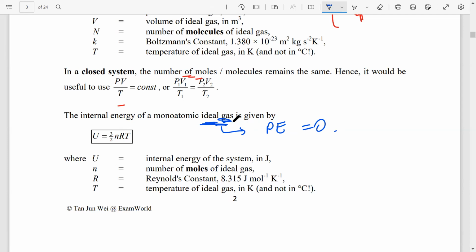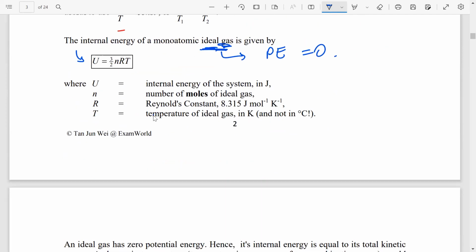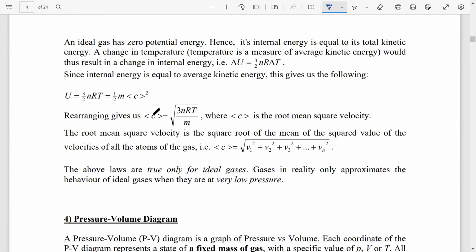So the internal energy of this ideal gas is given by this formula, which is actually the sum of all the KE of the molecules. The proof we will not go through; I'll just give you the formula straight. You can just know that it's going to be 3 over 2 NRT. Those are internal energy. The zero potential energy is also mentioned here.